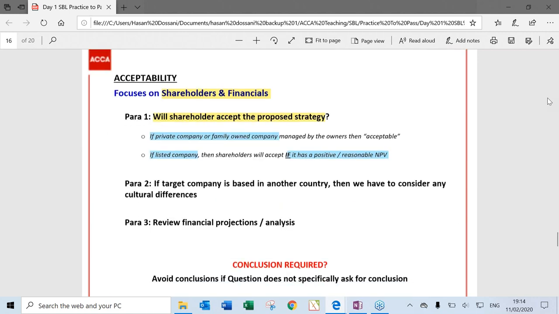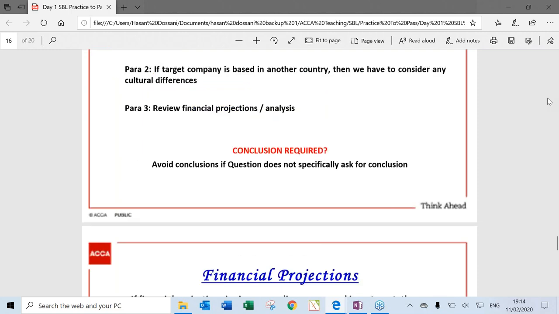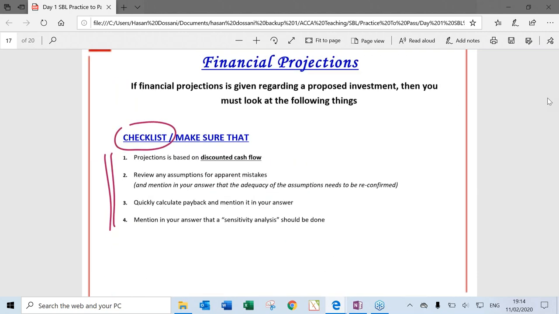Acceptability, we talk about shareholders' acceptance, and we will look at the financial projections of the proposed acquisition, right? When we look at financial projections, I gave you a checklist of four items. First of all, we will see whether the projections are based on discounted cash flow. After that, we will go through whatever assumptions are mentioned in the exhibit and try to look for any apparent mistakes. Then we will quickly calculate the payback period, and lastly, we will just mention one line that a sensitivity analysis needs to be done.